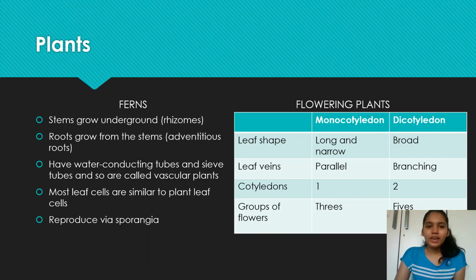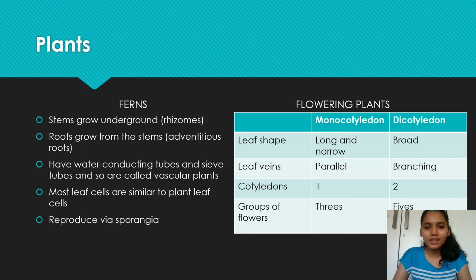Okay, so now we're down to plants. So there are 2 types. You have the ferns and the flowering plants. The flowering plants are easy, so let's get done with that now. So you have monocotyledons and dicotyledons. So you just need to remember this table, and it's done.